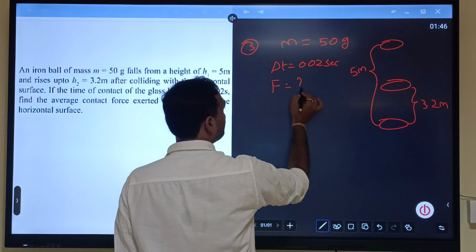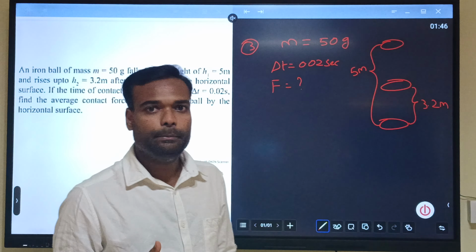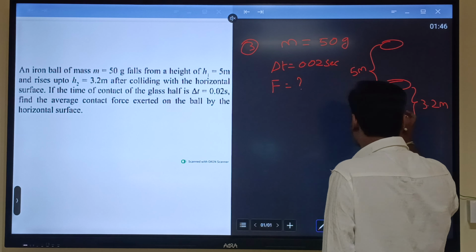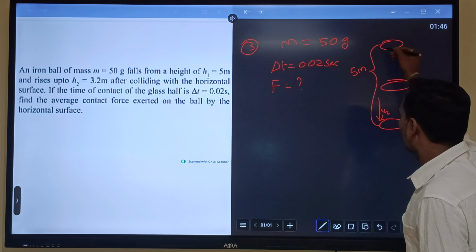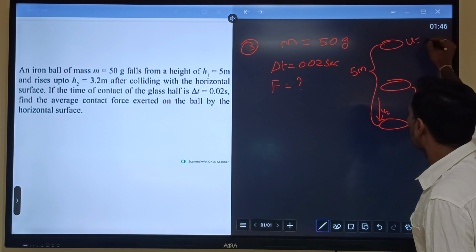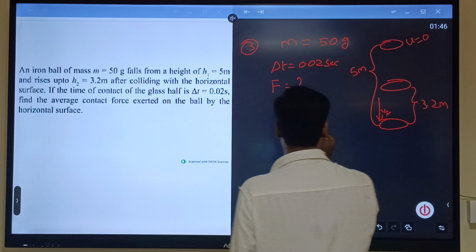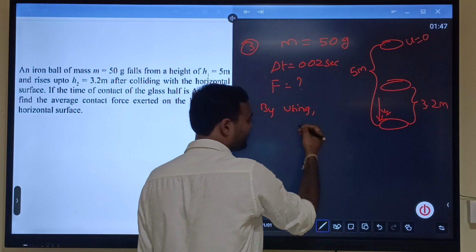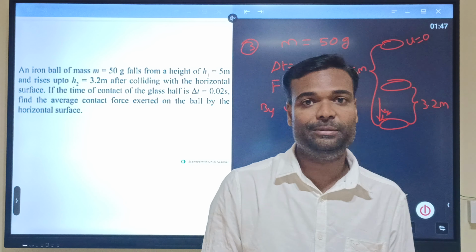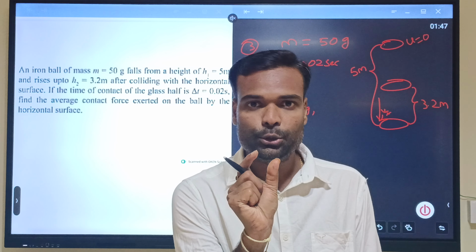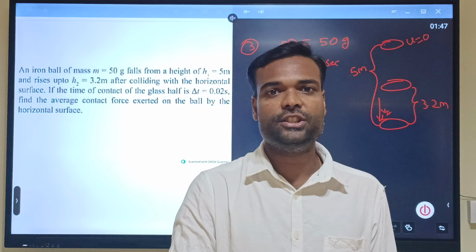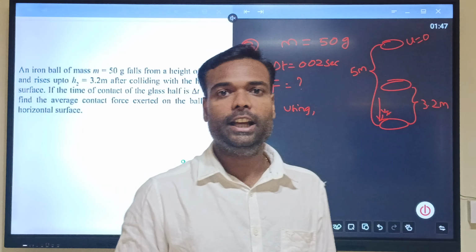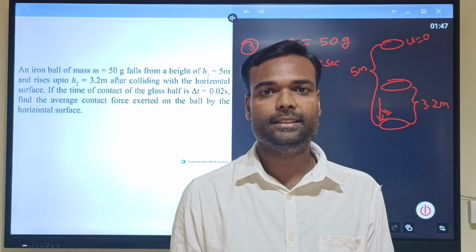Now, what is the force value exerted on the ball by the glass? See here, we need the initial velocity as it is falling here. Initially it is 0, obviously. We can find the vi value by using kinematics, which is dominating in our Newton's laws of motion chapter. So you have to understand how to relate kinematics with the Newton's laws of motion chapter. Not only conceptual understanding, numericals will help you relate these two things, right?